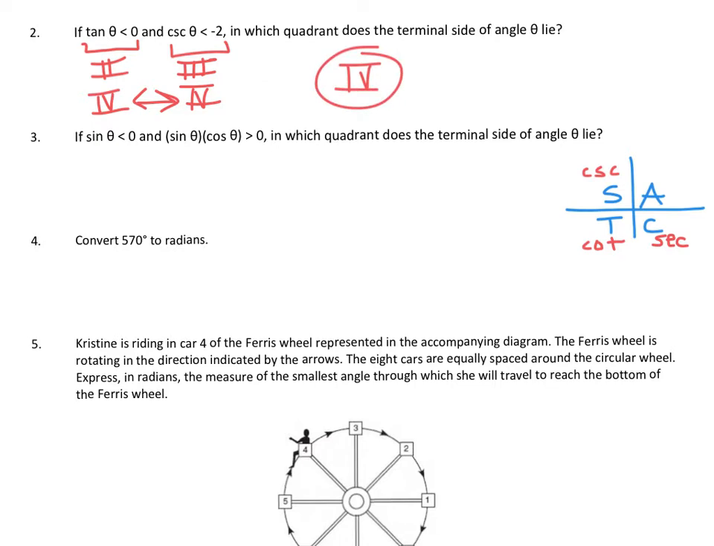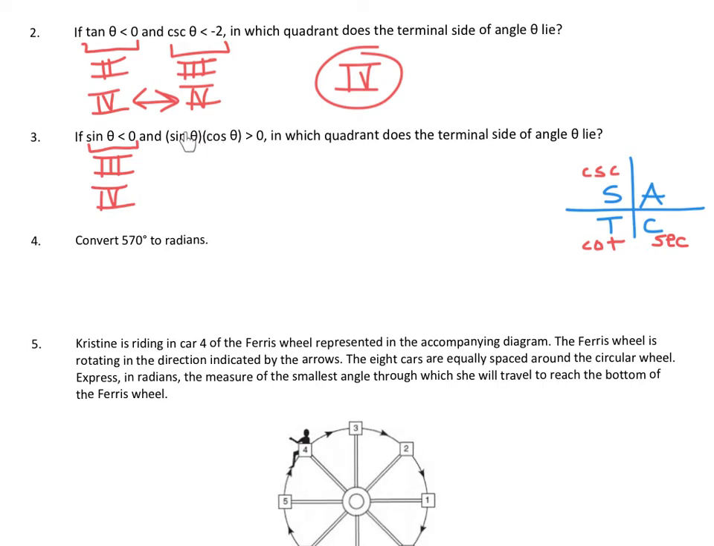All right, for the next one, it says here, if sine is less than 0. So we just said sine is negative in the third and fourth quadrant, right? Because it's positive in the first and second. So sine's negative in the third and fourth quadrant. Now this part's a little tricky. It says sine times cosine is greater than 0.